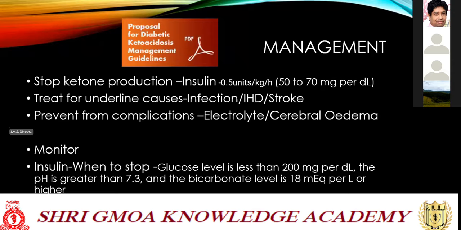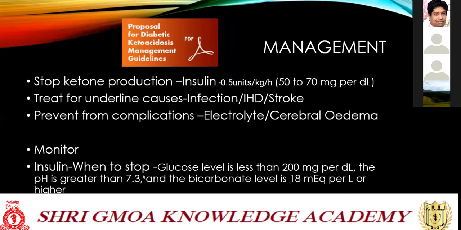When to stop insulin is very important. So you don't stop insulin just because the blood sugar level is normal or is 200. You have to think about the other levels as well. The glucose level should be less than 200. The pH should be greater than 7.3.